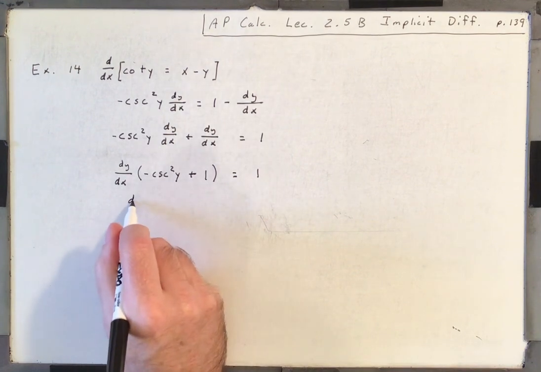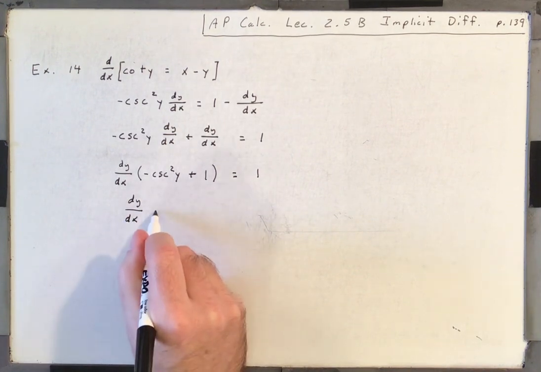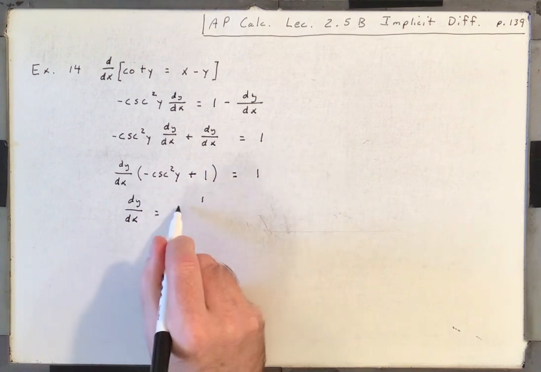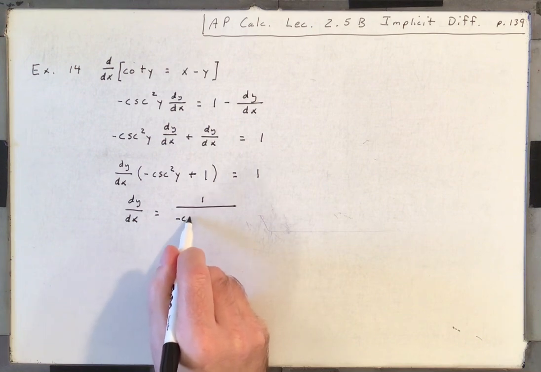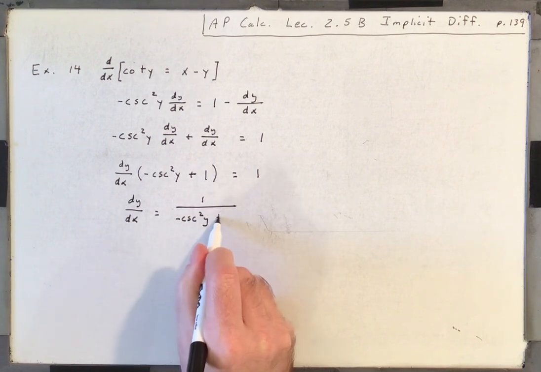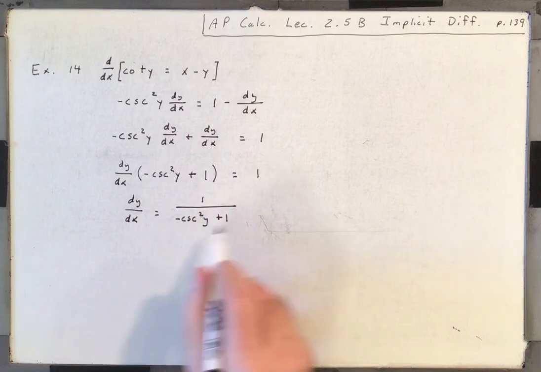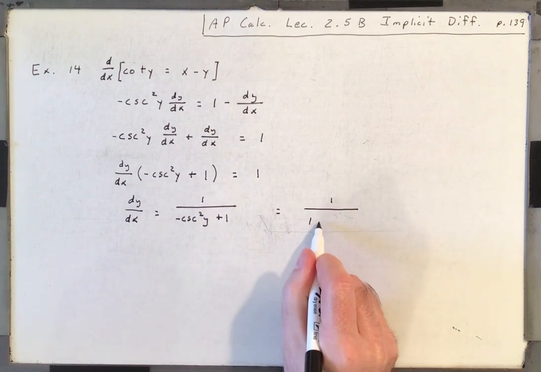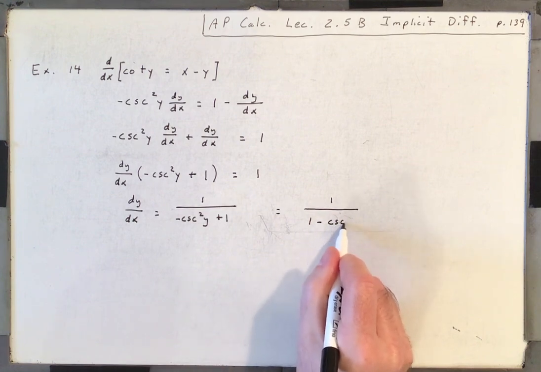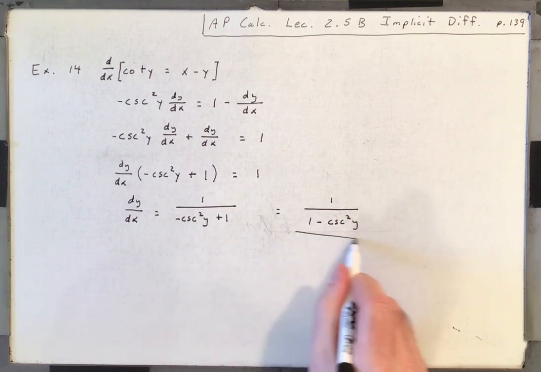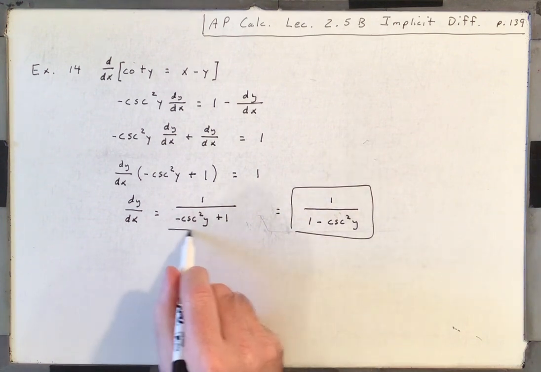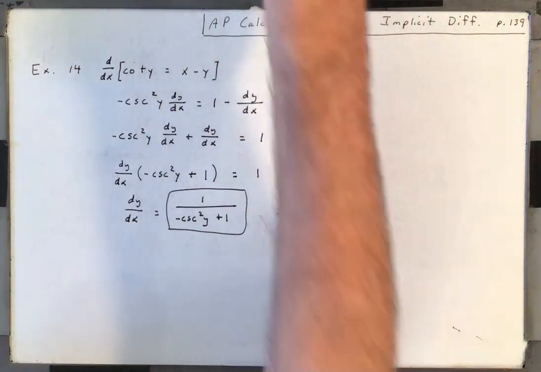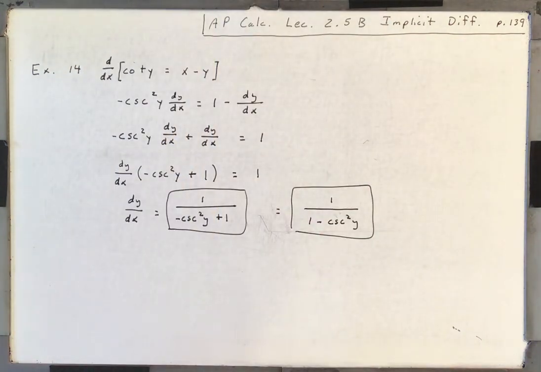Now, dy dx, bring that minus cosecant squared y plus 1 underneath. So 1 over that is perfectly fine with me. A little prettier way to write it is 1 minus cosecant squared y on the bottom. That's the way the book will do it. I'm fine with either way. They're exactly the same thing. All right, that's 2 of our examples.